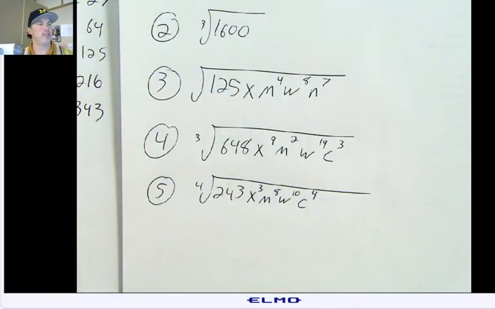Okay, everybody, welcome back. This is Simplifying Radicals lesson part 2. Good news, Elliot has gotten himself some water, and he can now drink his water.